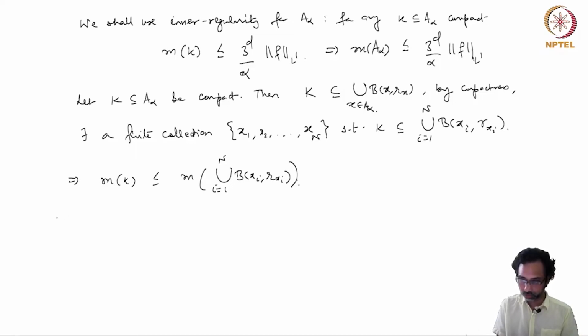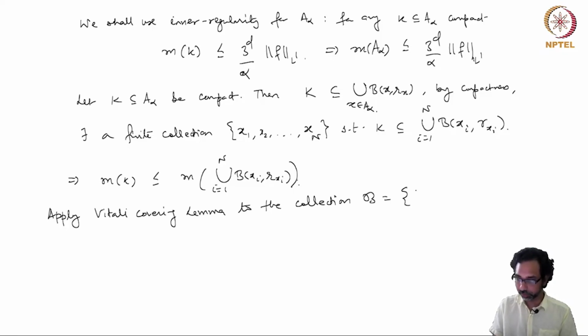Now we are going to apply the Vitali covering lemma to the collection B given by these sets B(x_1, r_1), B(x_2, r_2), and so on, B(x_n, r_n).